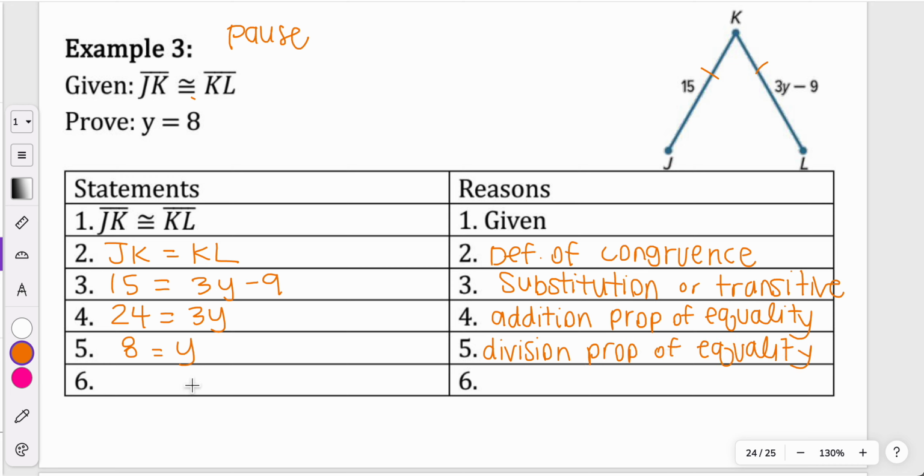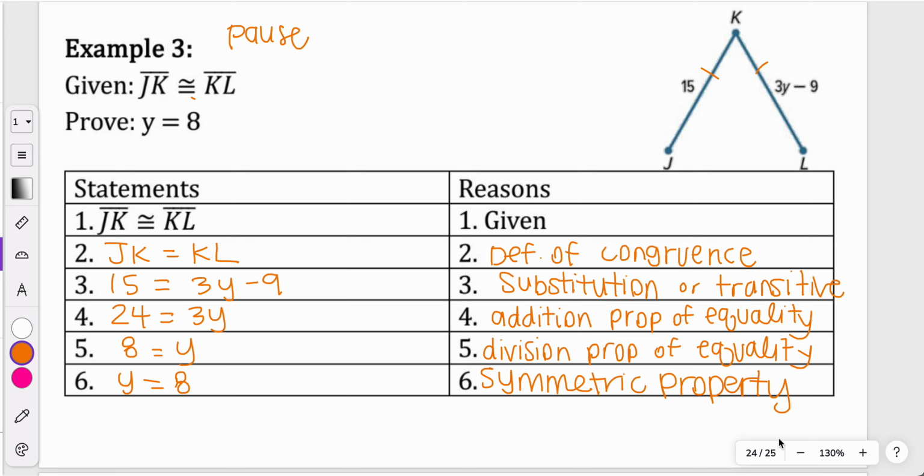And then finally, to make sure it's just saying y is equal to 8, I'm going to use the symmetric property. Different than reflexive. There's not a lot of times where we use reflexive as a part of our reasoning, okay? And then that'll conclude our notes for today.